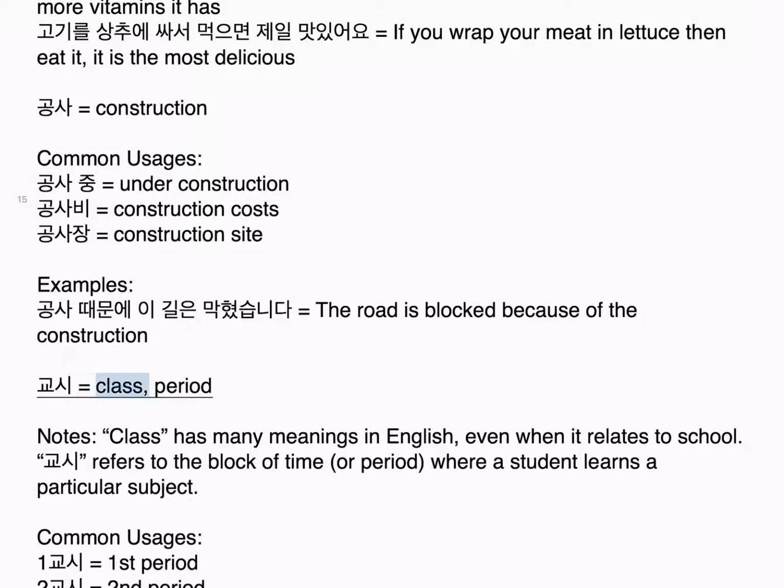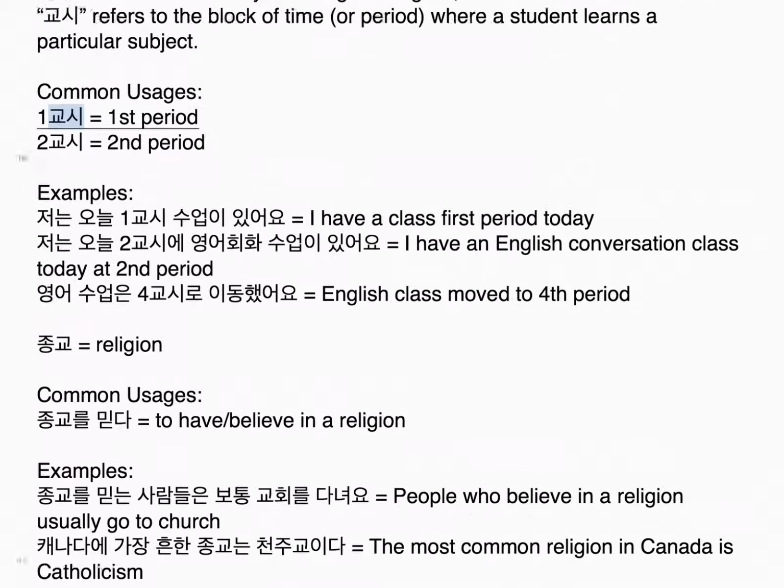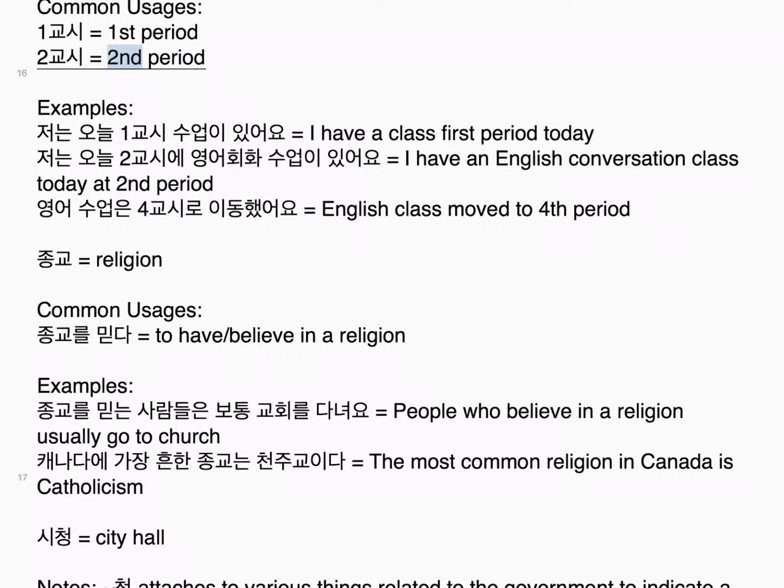교시 equals class, period. Notes. Class has many meanings in English, even when it relates to school. 교시 refers to the block of time or period where a student learns a particular subject. Common usages. 1교시 equals first period. 2교시 equals second period. Examples. 저는 오늘 1교시 수업이 있어요. I have a class first period today. 저는 오늘 2교시에 영어 회화 수업이 있어요. I have an English conversation class today at second period. 영어 수업은 4교시로 이동했어요. English class moved to fourth period.